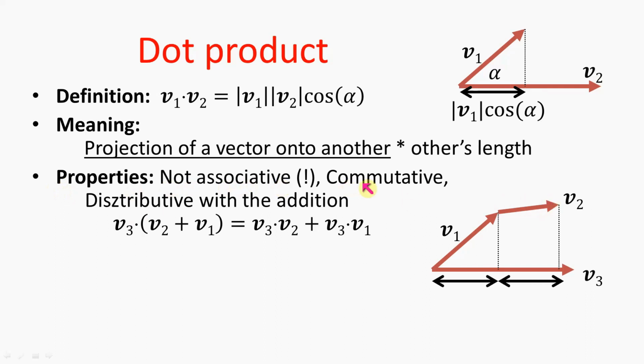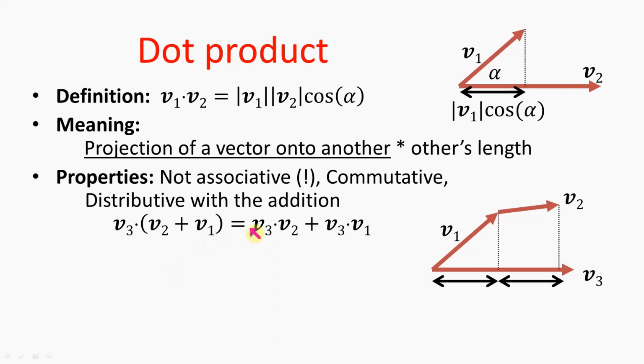However, it is commutative, and this is obvious from the definition because if we exchange v1 and v2, the multiplication of real values is commutative, and the angle between two directions doesn't change if we exchange the two directions. Very importantly, the dot product is distributive with the addition, so when we multiply a vector with the sum of two other vectors, the multiplication can be done individually for the terms of the sum.